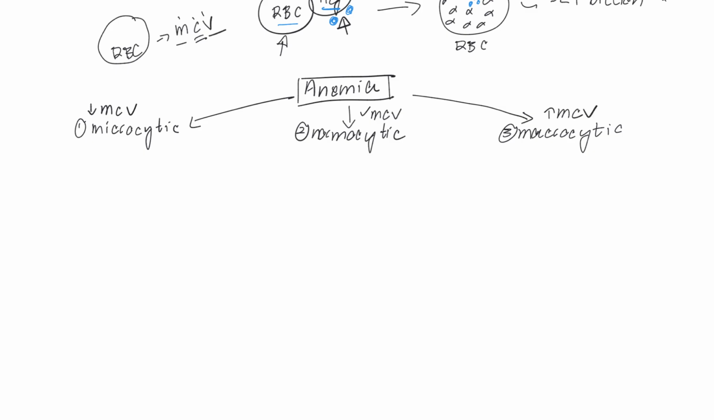So microcytic anemia, the problem here is there's not enough hemoglobins. So if there's not enough hemoglobins, the red blood cell bag never gets filled up. So you end up with smaller than normal red blood cells. And there's a few different kinds of microcytic anemia. There's iron deficiency anemia. So you're literally just not getting enough iron, and you need iron to make hemoglobin.